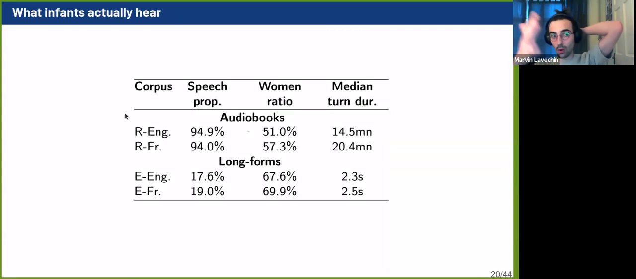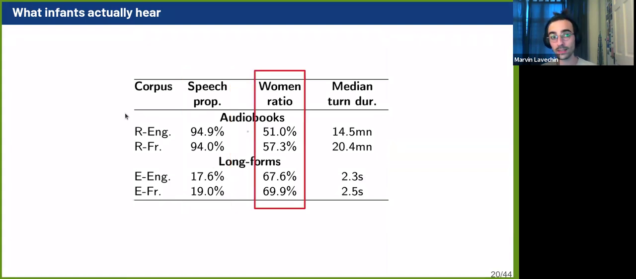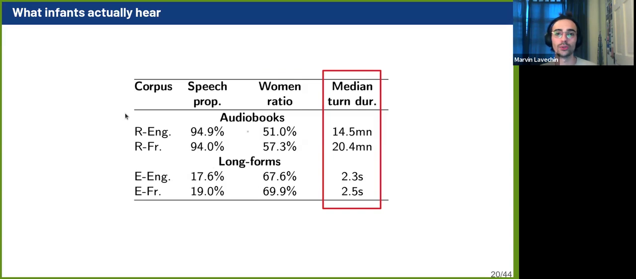Another difference between long-forms and audiobooks is that, at least in our data sets, we found very different language use. For instance, we found a lower proportion of speech in our long-forms, and a higher proportion of female speakers than in audiobooks. In child data, female speech is more present than male speech, because we used an English and French data set. We also found a much shorter turn duration: in long-forms, speakers alternate much more frequently than in audiobooks.